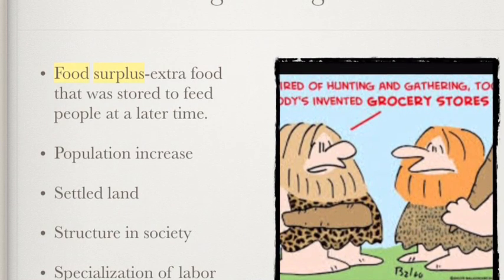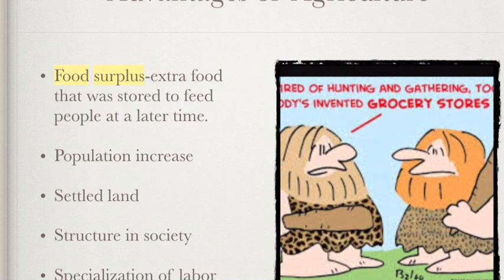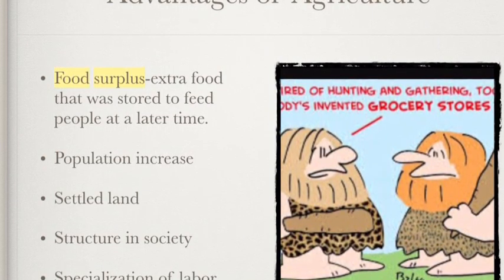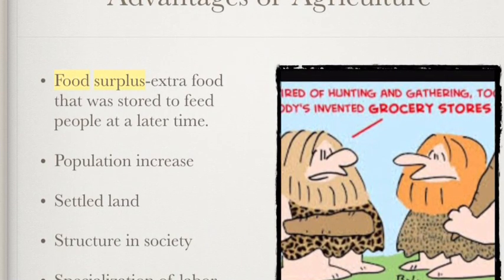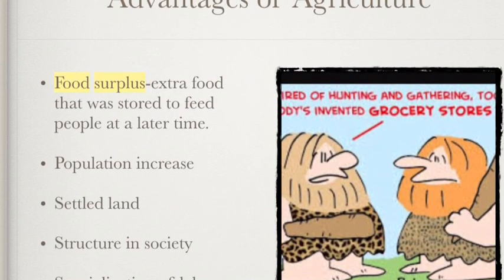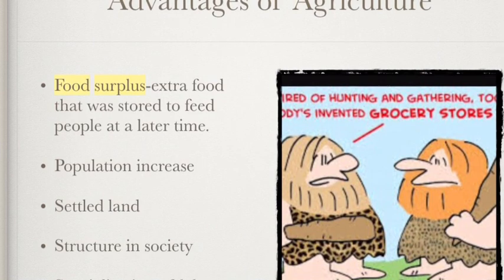Also, they settled the land. They stayed in one spot, so they were able to build better and stronger shelters. Finally, this led to more structure in their society, right? With this stable food supply now, there's structure, there begins to form hierarchies, and we'll talk about this a little bit later. And finally, it allowed people to specialize in labor.